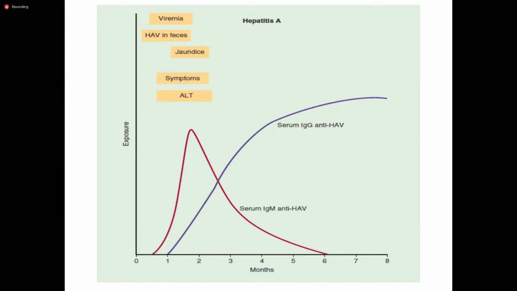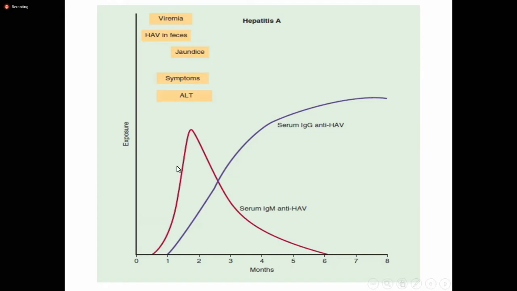So if you would like to detect acute or recent hepatitis A, you have to look for IgM against anti-hepatitis A. If the person has IgG anti-hepatitis A, it means it is an old infection, past infection, protected person. Also after vaccination, IgG will be generated against anti-hepatitis A.